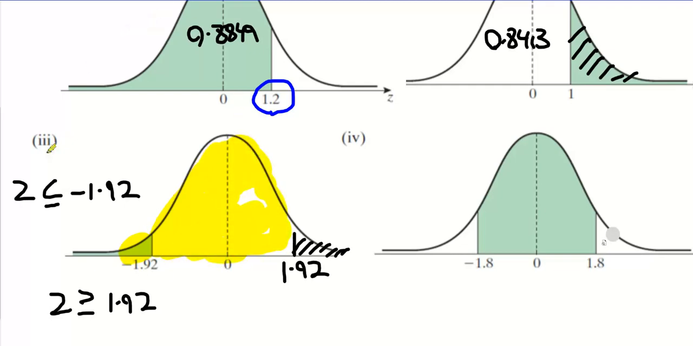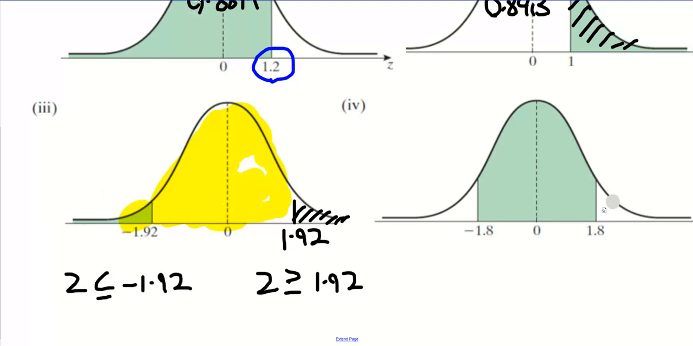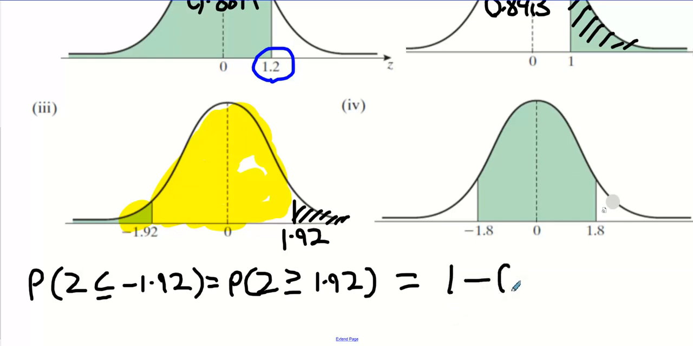Now, if you look at the solutions, they might have it written something like this. I never write like this either. They go, probability of Z being less than minus 1.92 is exactly the same as the probability of Z being bigger than 1.92, which in turn is equal to 1 take away the probability of Z being less than 1.92. See this yellow region here? That's everything below 1.92. Agreed?